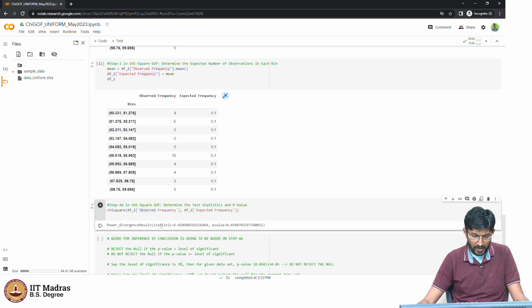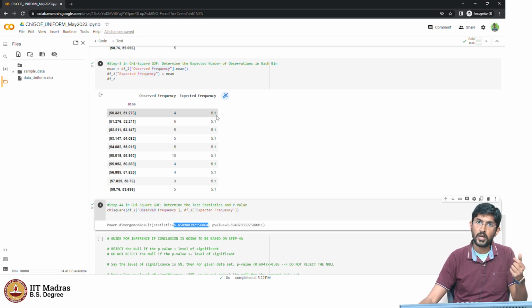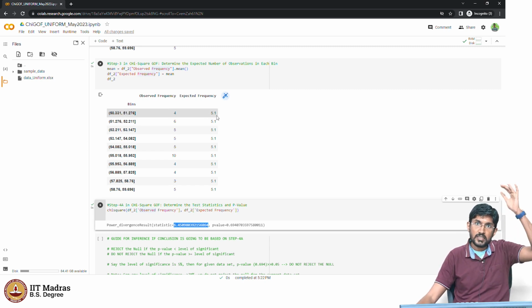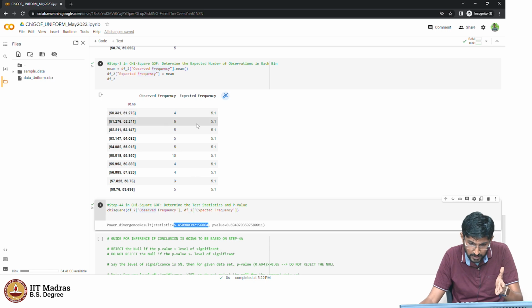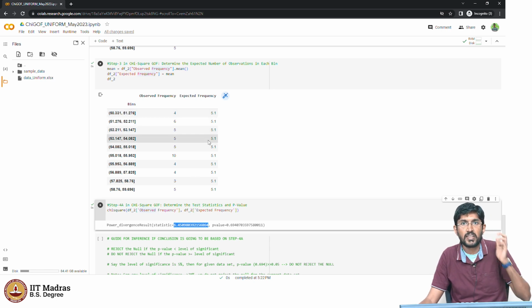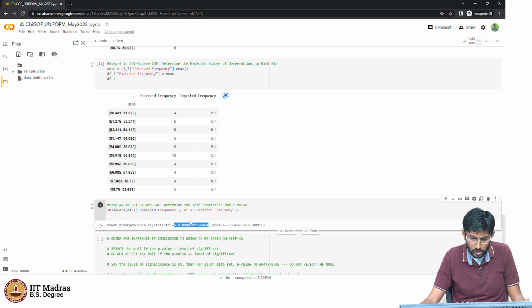So once I have run it, I would get two values. The first value is the computed chi-squared test statistic, which is going to be 6.45, which is nothing but observed minus expected, the whole squared, divided by expected for each bin, summed up for all of the bins. That is going to be this value. As self work, compute it for this particular frequency table and see whether it is matching, right? So this is going to be that value, and the second value that I get is the p value, correct?